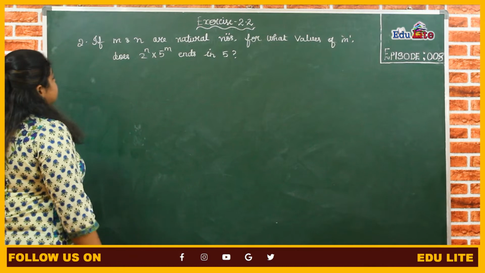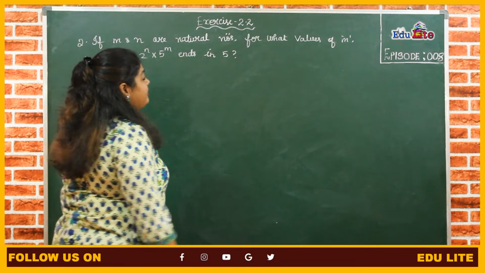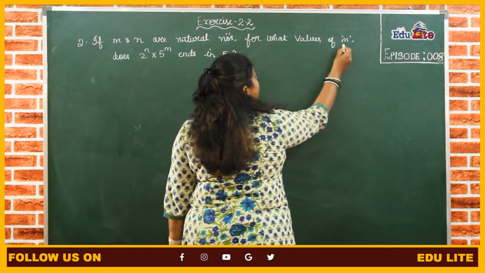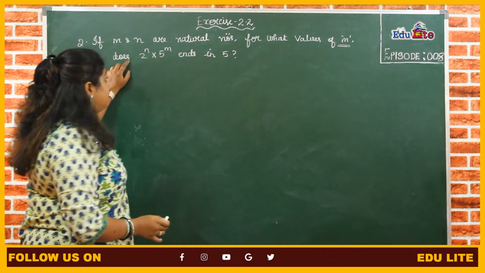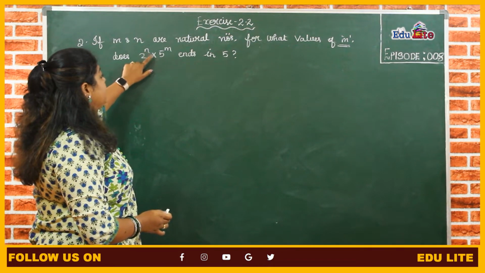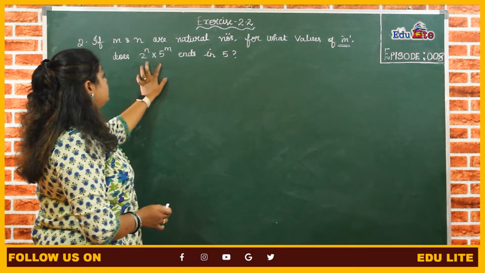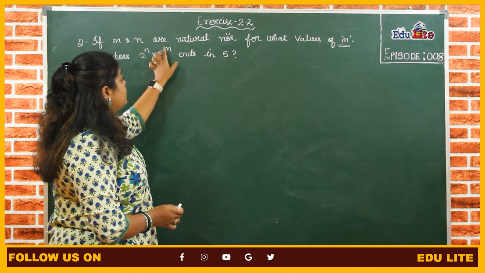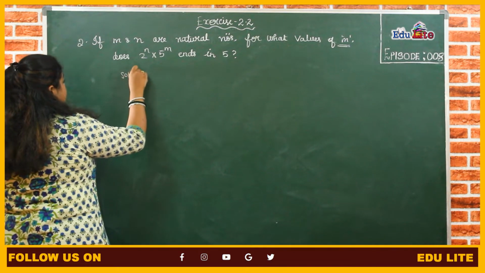Next problem is, m and n are natural numbers. Now what we have to find is, for what values of m does 2 power n into 5 power m end in 5. That is the product of these two. For what value of m does it end in 5? That is what we have to check. Let us check whether it will or not.